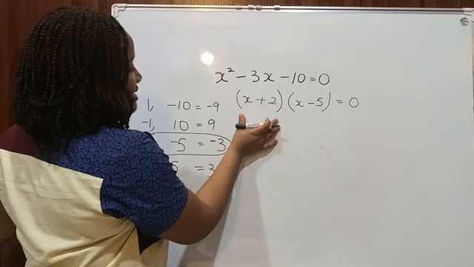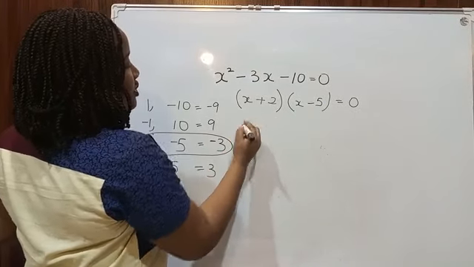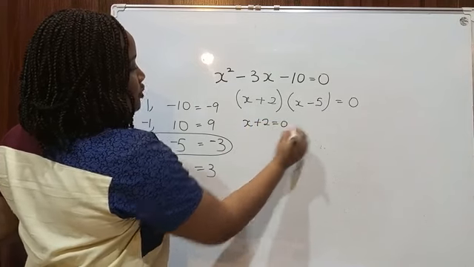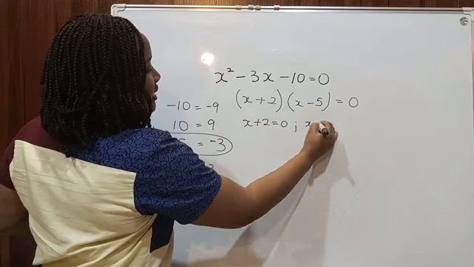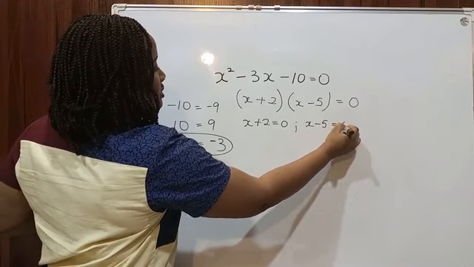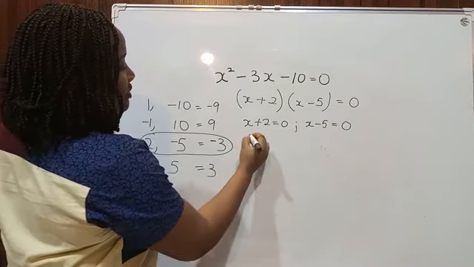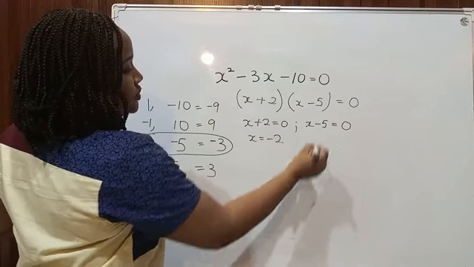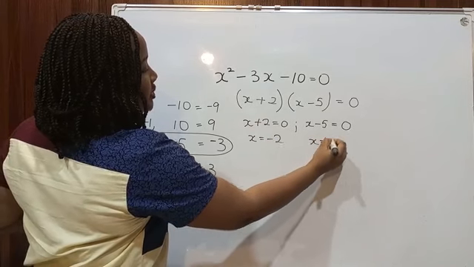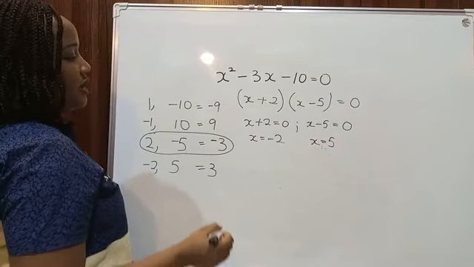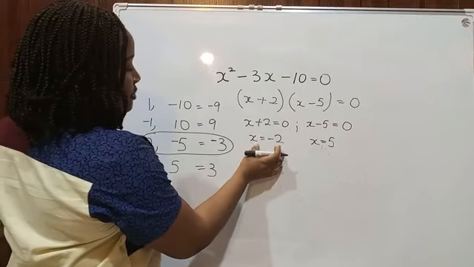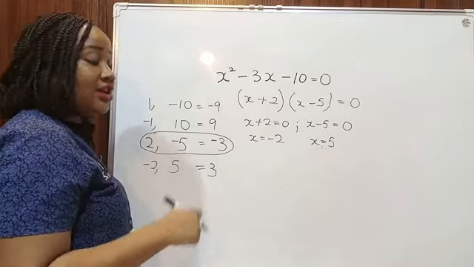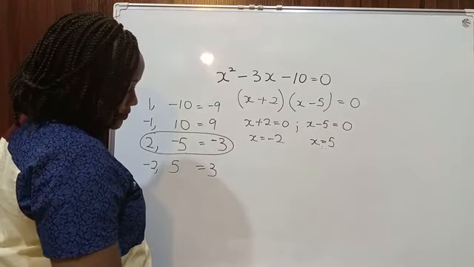So either this equals 0 or this equals 0. You have x plus 2 equals 0, or x minus 5 equals 0. So x equals minus 2, or x equals 5. You can try putting these into the equation and see if our answer is really correct.